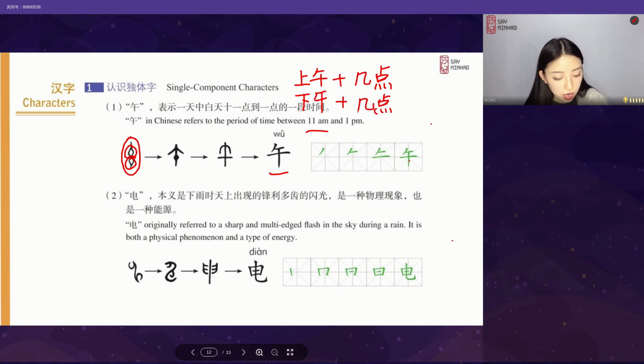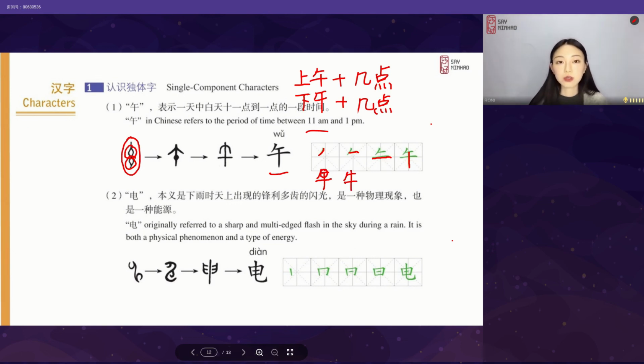Now let's see how to write 午. First, we write the left turning, then a short horizontal, then a long horizontal, and then a vertical. Try to write it with me: left turning, horizontal, another horizontal, and then a vertical. Please pay attention to this part. Don't make your vertical go through the first horizontal.